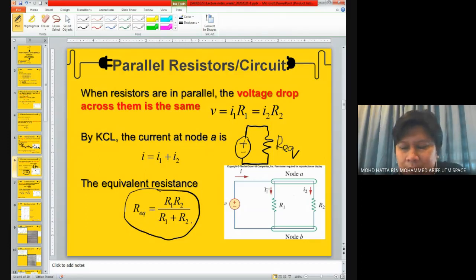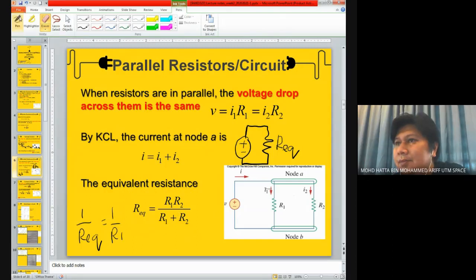Maybe last time, from your diploma studies, or your A level or STPM or matriculation, I don't know, maybe you've learned that if you have a parallel connected circuit, the way we calculate the total resistance or equivalent resistance is like this: 1 over RT equals 1 over R1 plus 1 over R2. My comment is that both equations are good. It's the same, basically. You will get the same answer using these two equations.